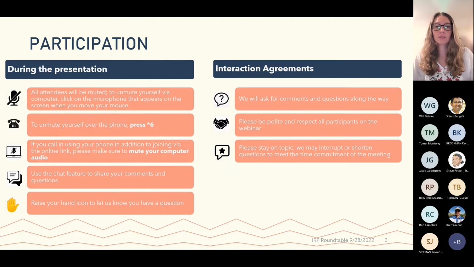Your interaction agreements, again, are the same as we've always had, just looks a little different on the slide. Feel free to ask your comments or questions along the way as we go. You don't need to wait until the end of each presentation to ask questions. Be polite and respectful of the other participants in the webinar, and please stay on topic. I know a lot of topics lead into other topics, and we can have those ongoing conversations, but be prepared that I may redirect us back to the topic at hand.